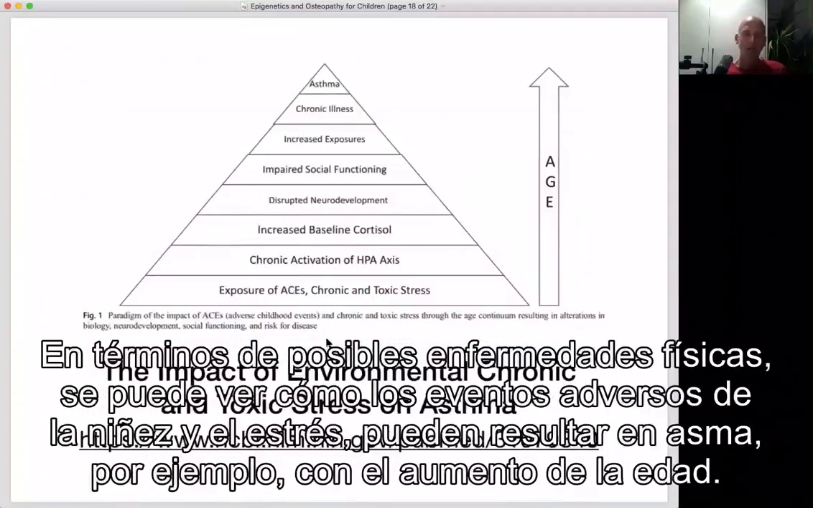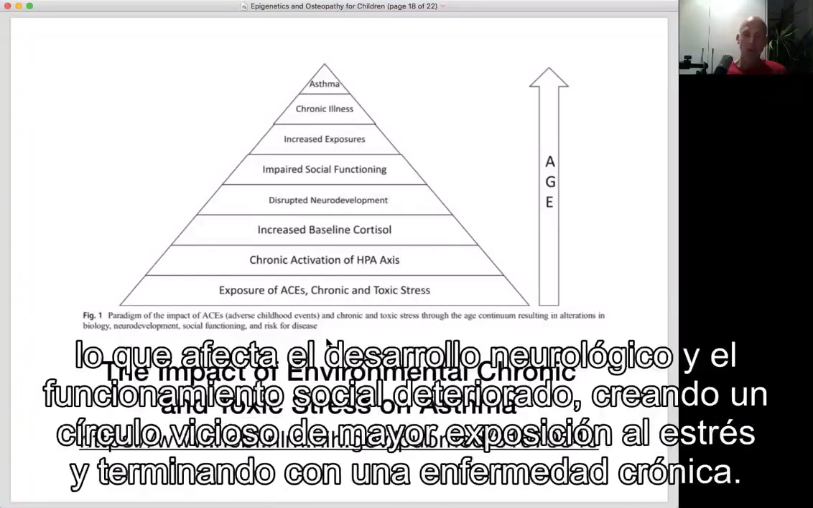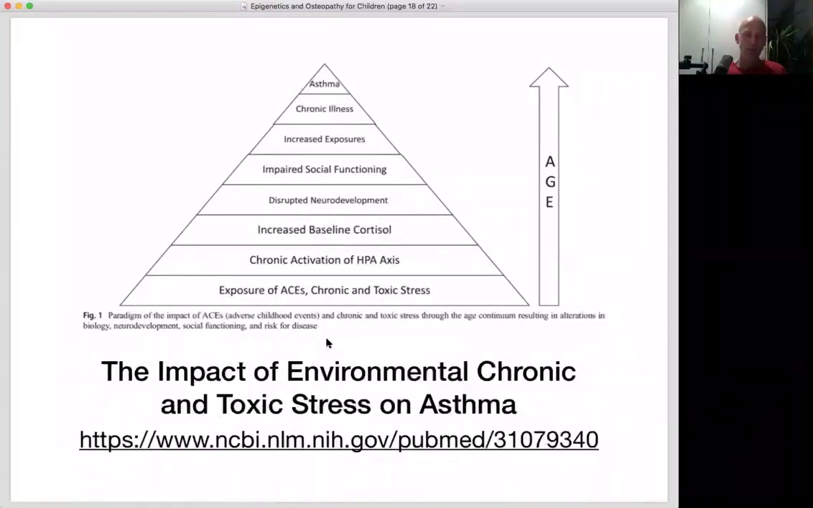In terms of potential physical illnesses, you can see how adverse childhood events and stress can result in asthma, for example, with increasing age. Exposure to adverse childhood events can result in chronic activation of the HPA axis, leading to increased baseline cortisol levels, which affects neurodevelopment and impaired social functioning, creating a vicious cycle of increased exposure to stress and ending with chronic illness.